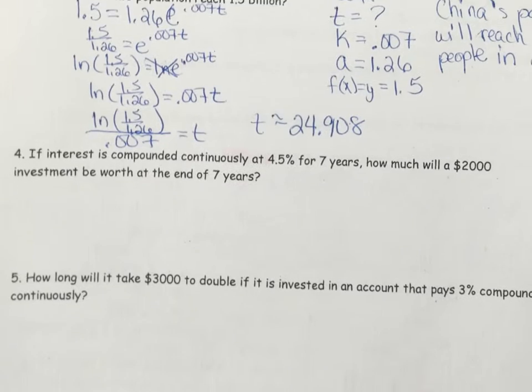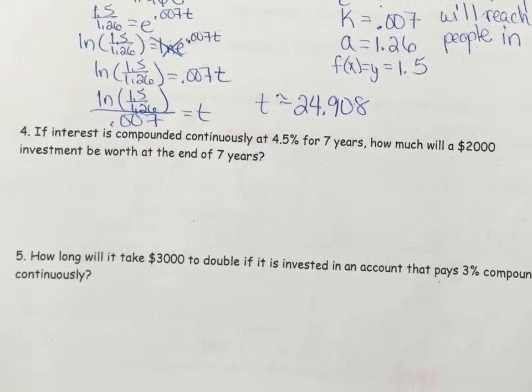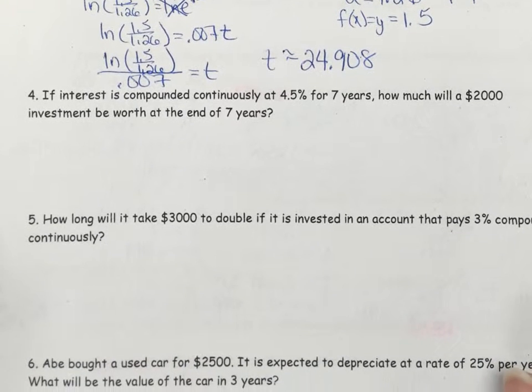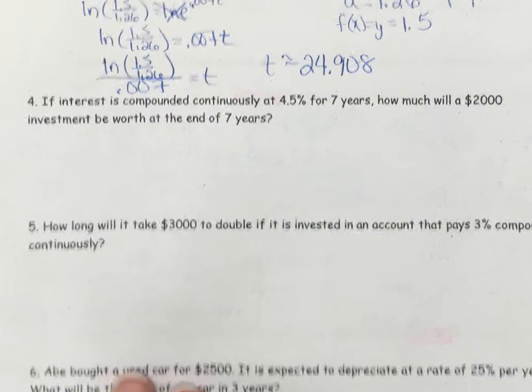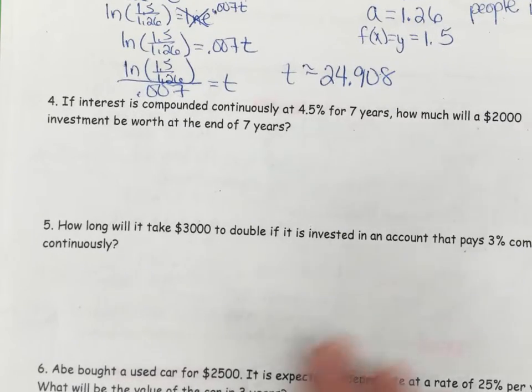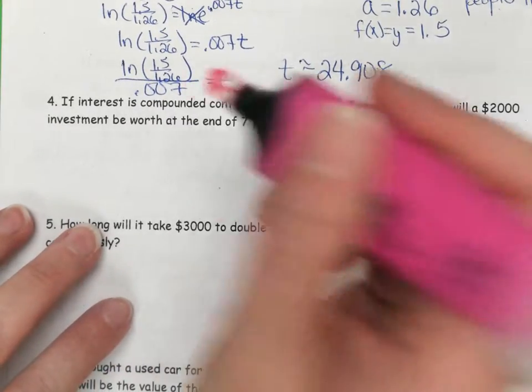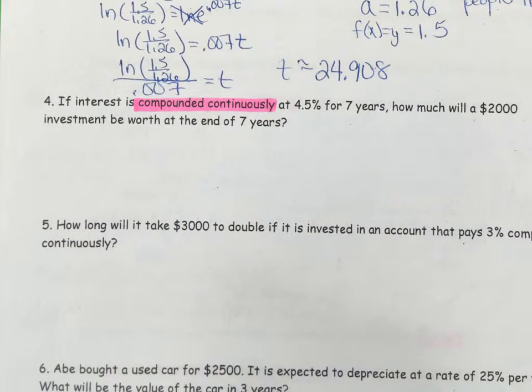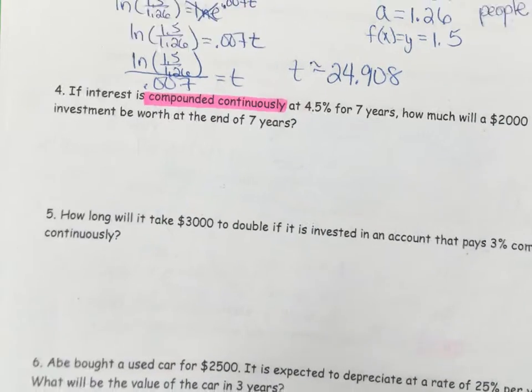We're going to have to look back on the front. So, number 4. Sarah Avery, can you read us number 4, please? If interest is compounded continuously at 4.5% for 7 years, how much will a $2,000 investment be worth at the end of 7 years? Okay, so basically it's the same thing, but how is your interest compounded? Continuously, right? That means every time you have a new month or a new quarter, however they're compounding it, they're going to add more percentages to your money.